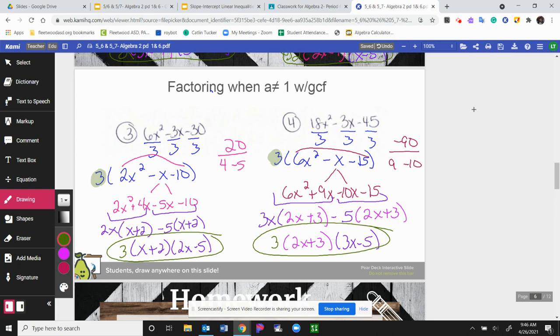All right, guys, so hopefully you did actually pause that video and you tried these two problems out on your own. So this is what your work should look like. Looking for that greatest common factor first and then using your A not equaling 1 method. So we should be getting for number 3, 3 times x plus 2 and then 2x minus 5. And then number 4, 3 times 2x plus 3 and then 3x minus 5.